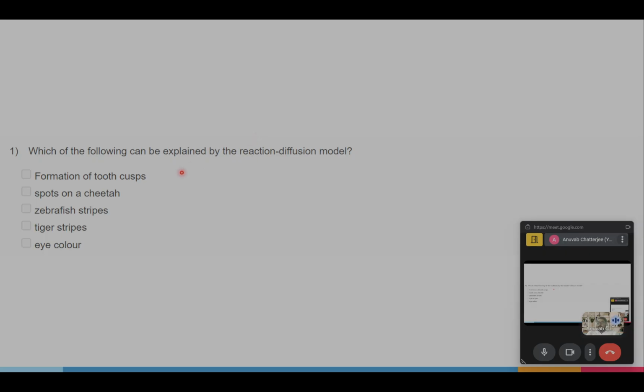The first question is, which of the following can be explained by the reaction diffusion model? The options are formation of tooth cusp, spots on the cheetah, the zebrafish stripes, tiger stripes, and eye color. This is a more than one option correct kind of question, so you can choose more than one. I will give you a moment to figure this one out.